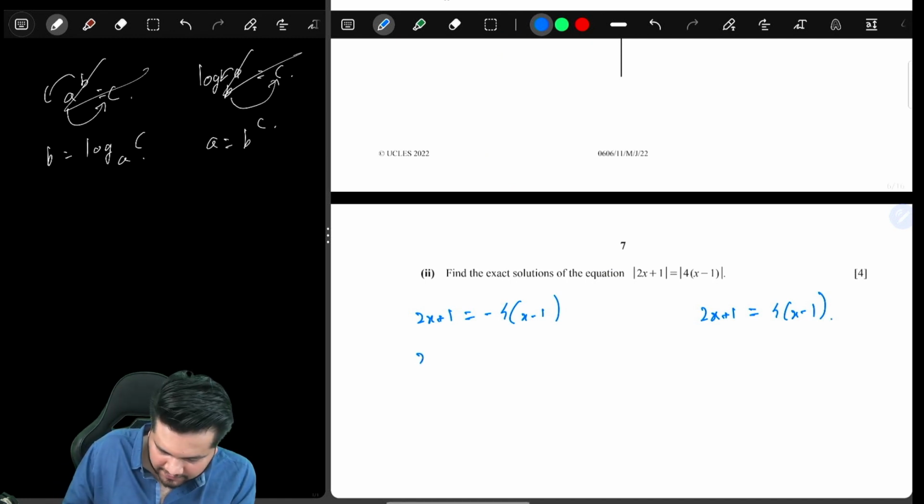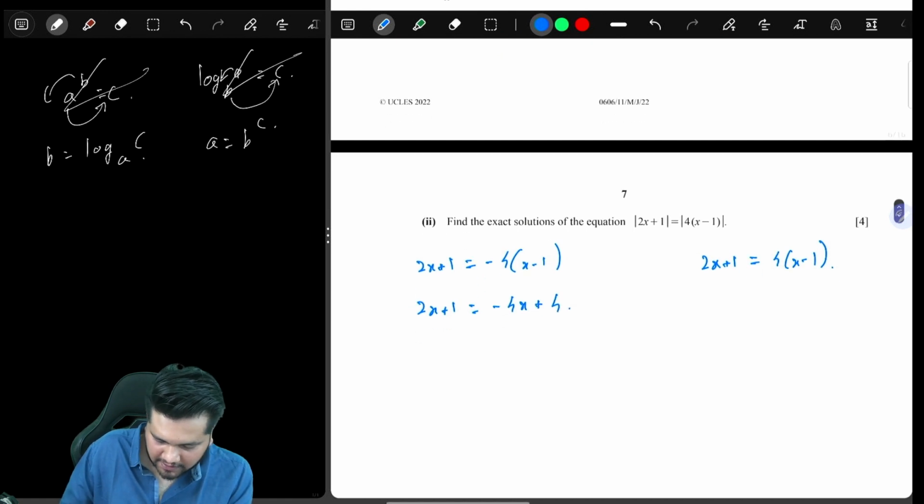Okay, so here we'll get 2x + 1 is equal to −4x + 4, and I want to keep the variable positive, so I'll move −4x to the other side. I'll get 6x is equal to 3. x is equal to 1/2.